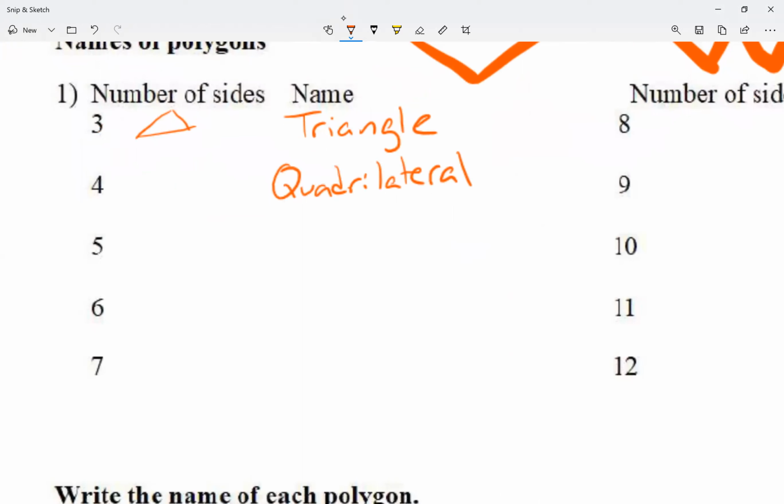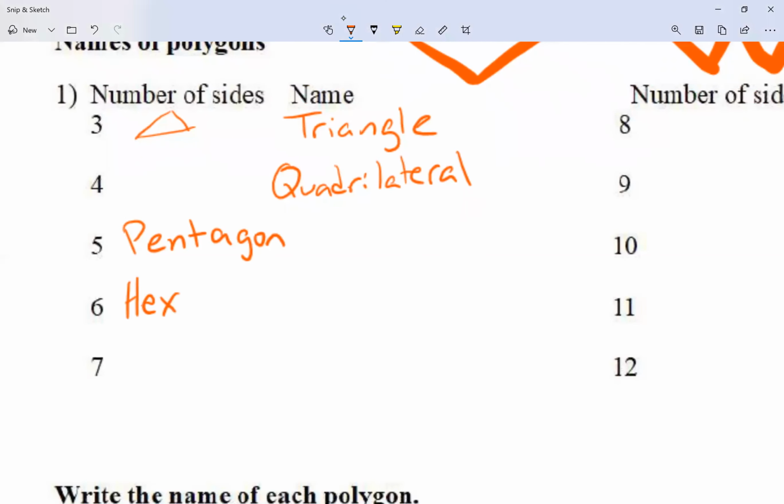Now, anything that has 5 sides, I guess I'm going to just write it here next to 5 instead. Anything that has 5 sides, we're going to call this pentagon. Penta means 5 and gon means sides. So pentagon is a polygon with 5 sides. Anything with 6 sides, we're going to call this hexagon. And anything with 7 sides, we're going to call this heptagon. Okay, make sure you guys remember these names.